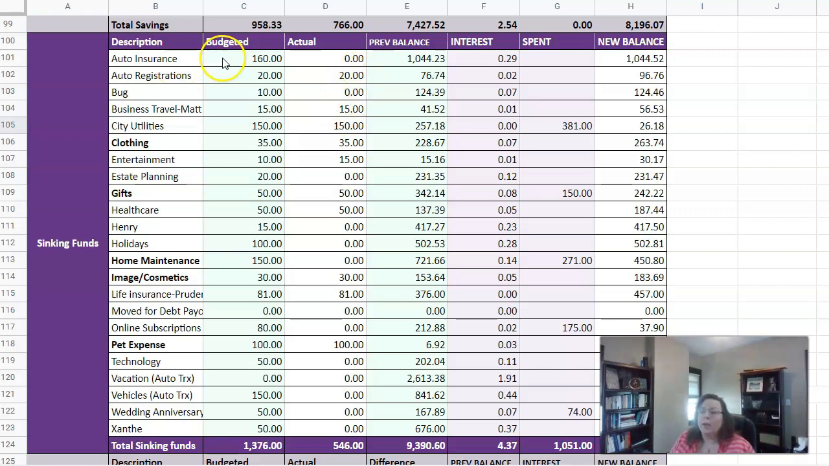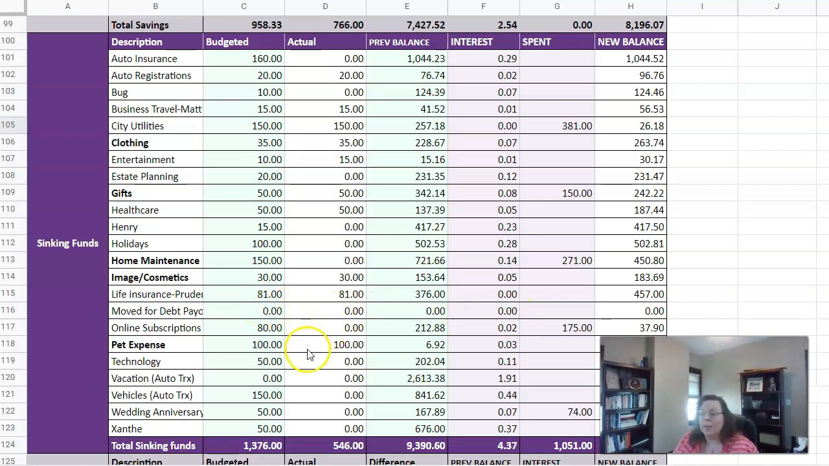So we planned on $160 to auto insurance, but we ended up not needing it, so I didn't put anything in auto insurance. Auto registrations was $20, nothing to Bugs account, $15 to business travel, $150 to city utilities, $35 to clothing, $15 to entertainment, nothing to estate planning, $50 to gifts, $50 to healthcare, nothing for Henry's account, nothing to holidays, nothing to home maintenance, $30 to image cosmetics, $81 to life insurance, nothing to this moved for debt payoff. That's like if we want to save up for a lump sum payoff. That's what that line item's for.